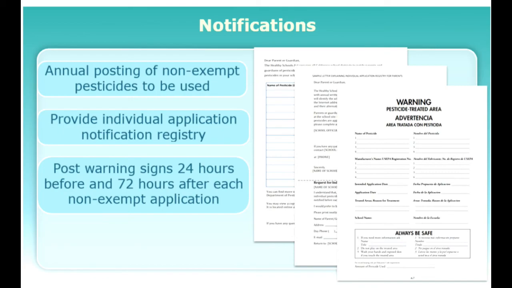If a non-exempt pesticide not included in the annual notification must be used, written notification must be given to all parents, guardians, and staff 72 hours in advance. Records of each non-exempt pesticide application must be kept at the school site for 4 years. These records need to be available upon request. You can find templates of these forms on the DPR School IPM website.